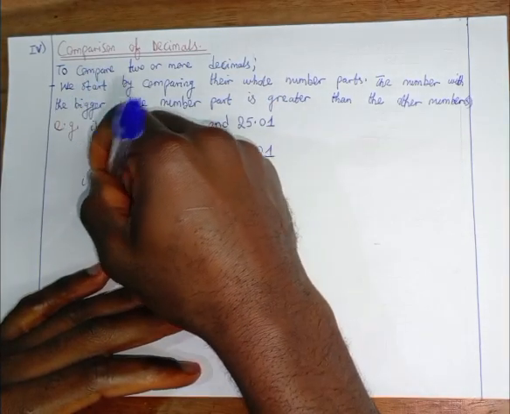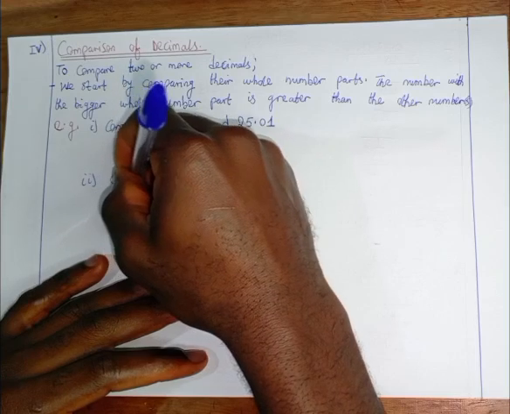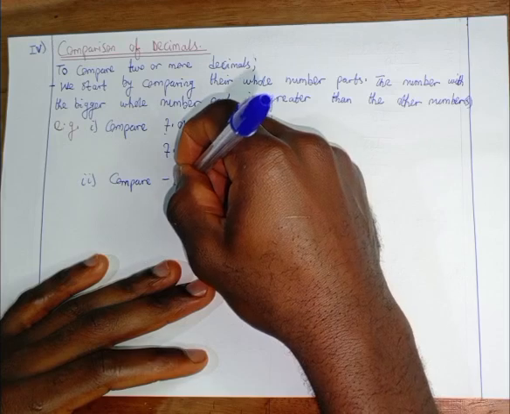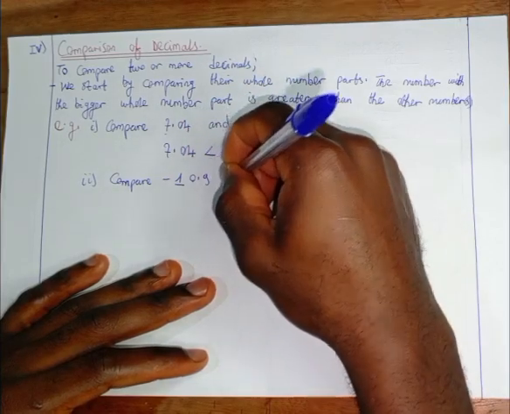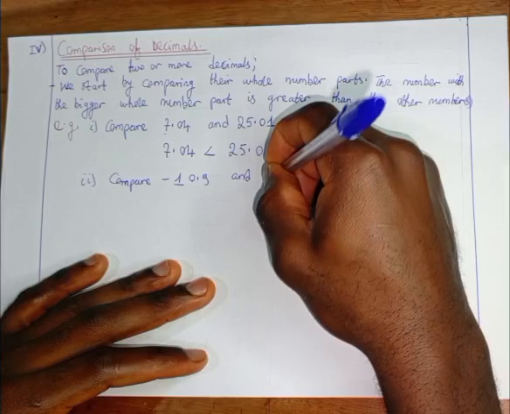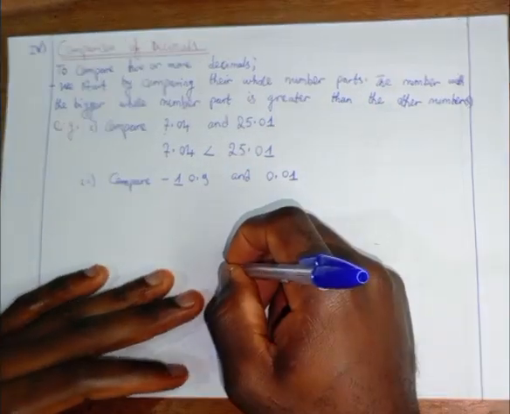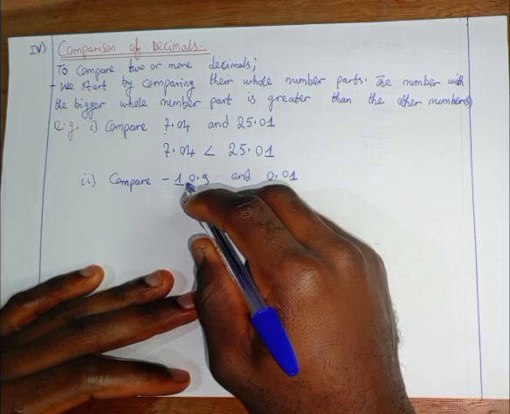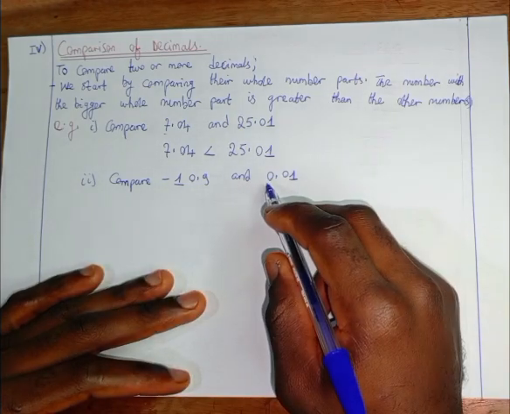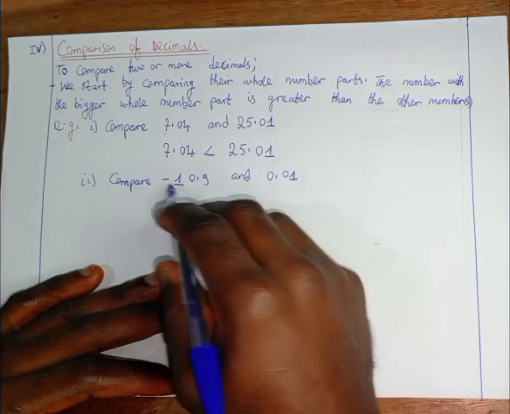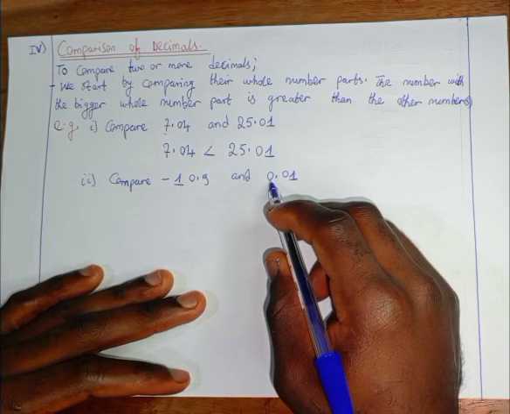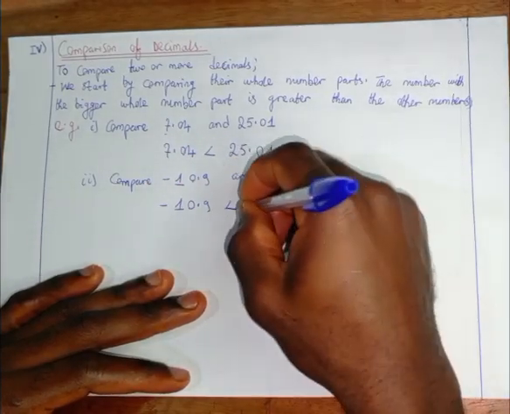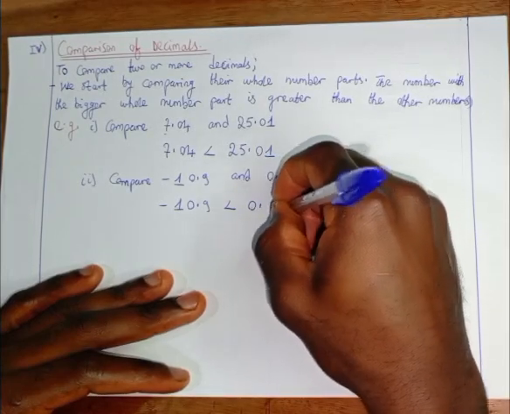We take now 2i, which says compare negative 10.9 and 0.01. First, if we compare their whole number parts, for the first number, the whole number part is negative 10. For the second number, the whole number part is 0. We know negative 10 is less than 0. Therefore, negative 10.9 is less than 0.01.